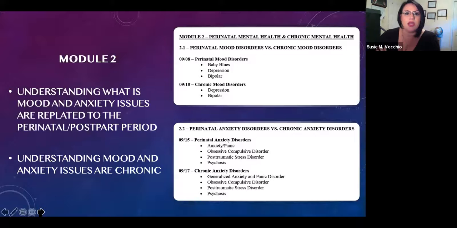So continuing, the course would begin to address more serious issues like understanding the difference between perinatal mood and anxiety disorders that are experienced during the perinatal and postpartum period, and then being able to distinguish the difference between typical mood and anxiety issues and chronic disorders. So in perinatal disorders, we have the baby blues, depression, and bipolar. And we also see depression and bipolar disorders as chronic mood disorders. And in the perinatal or postpartum period, we can see anxiety disorders, panic disorders, obsessive compulsive disorders, PTSD, and psychosis, which are also chronic disorders that occur in general populations without a perinatal experience.